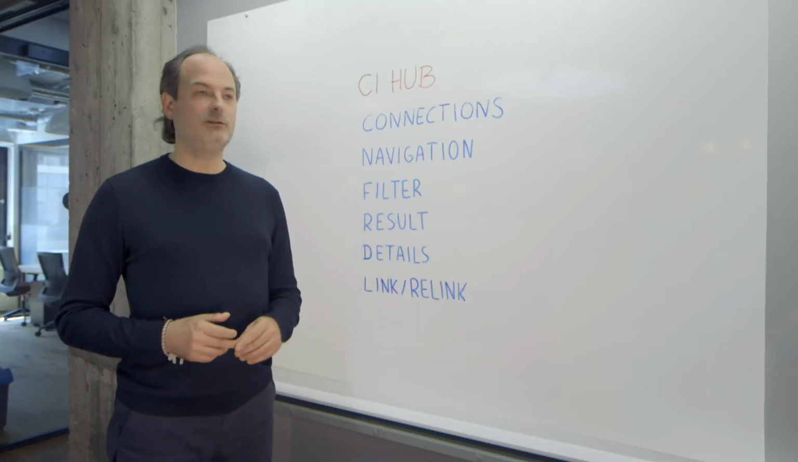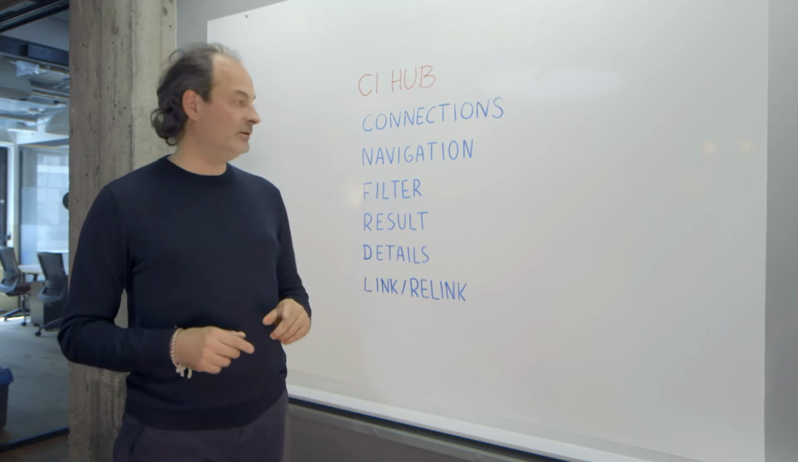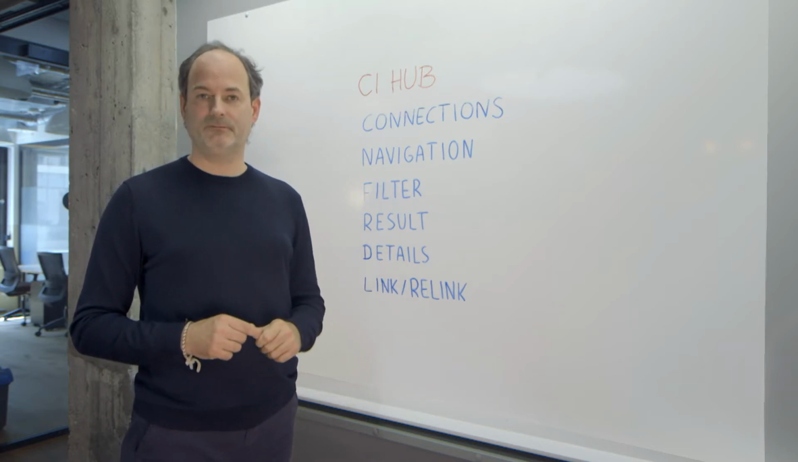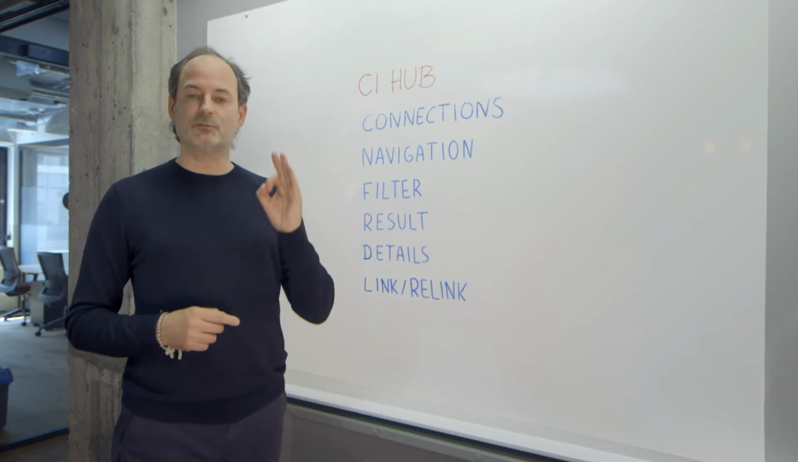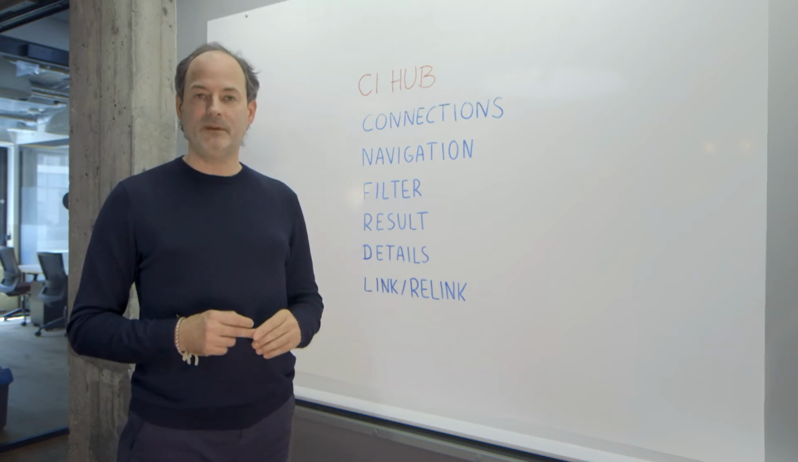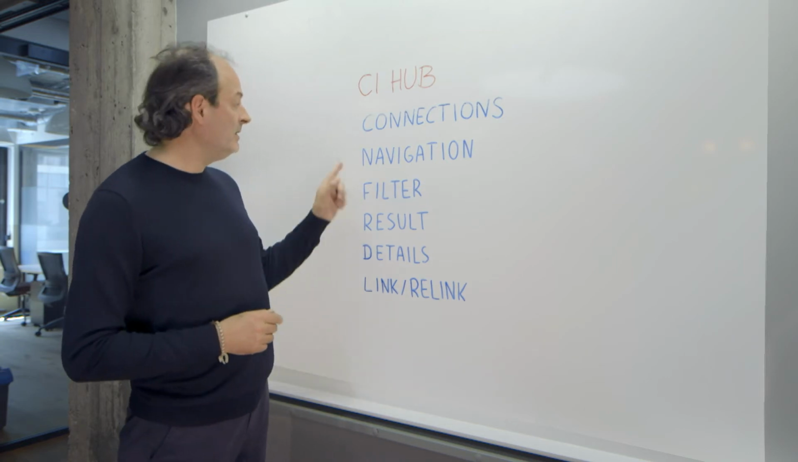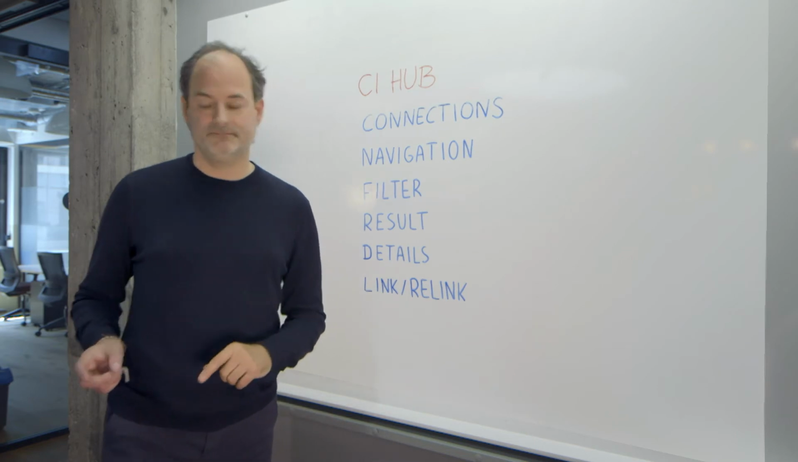I've already explained to you how to set up connections within the CI Hub panel. In this video, I would like to explain to you in detail how navigation works. If you want to access one of the other videos, just click on the small I in the panel and you'll be directly linked to the explanations. So let's get started with the navigation, and I switch to my laptop.